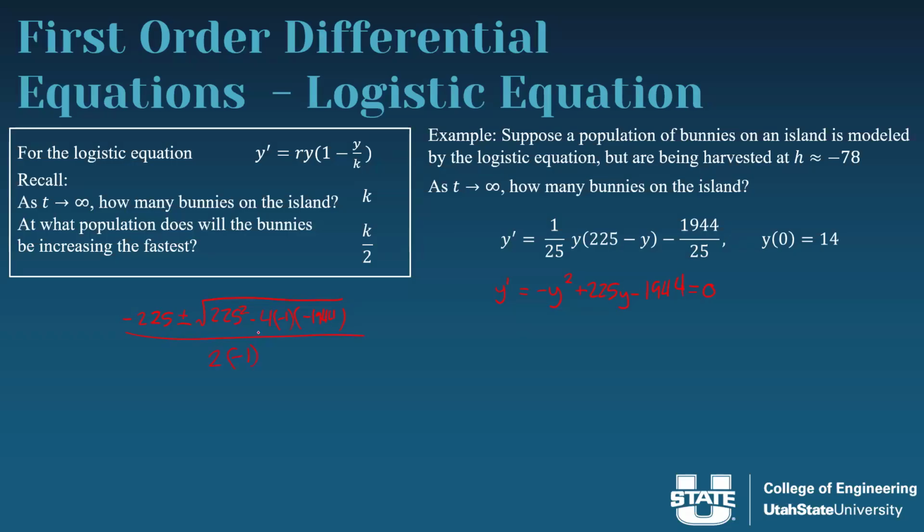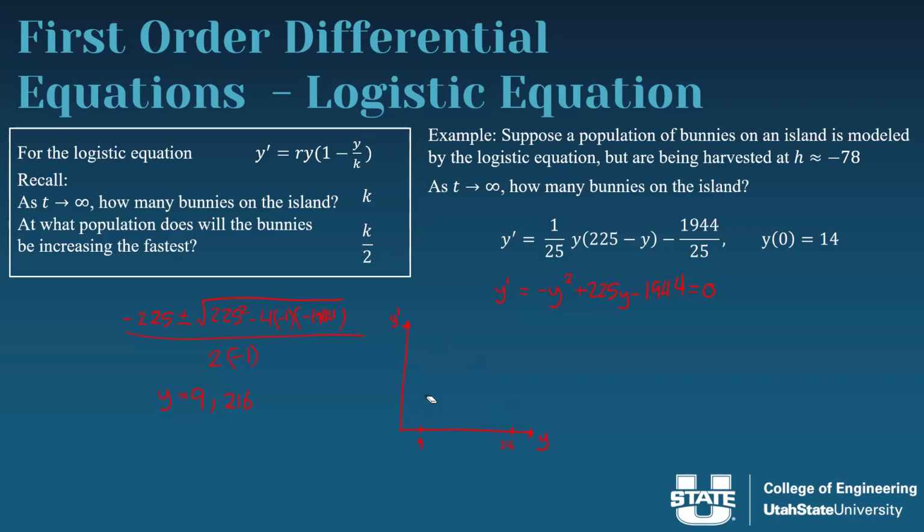And when we solve this, you can put it in your calculator if you want. We get y is equal to 9 and 216. So from here, we can make a graph. We can plot y prime on one axis and y on the other. This axis represents, depending on how many bunnies are on the island, how fast the population will grow. And we know that at y is equal to 9 down here and 216 over here.